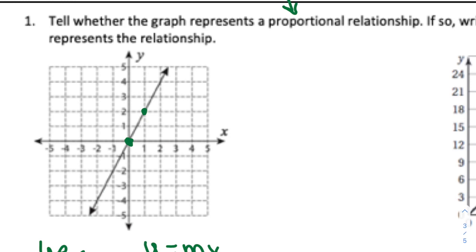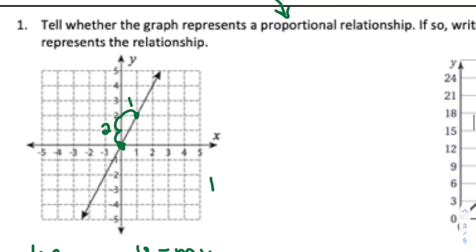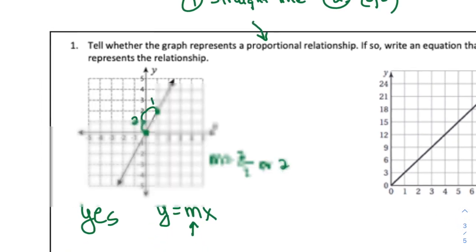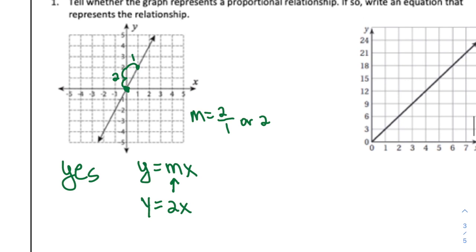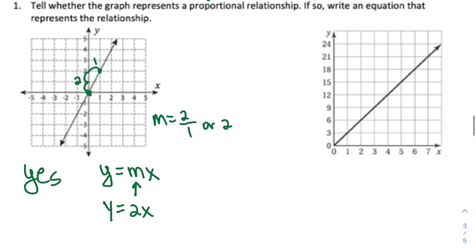I'm going to count my slope. So I go up 2, and I go over 1. So my slope, my m, equals 2 over 1, or just 2. Whenever we have a whole number, we could just write it as the whole number as well, or with the 1 on the bottom. So that means my equation is going to be y equals 2x. That is the equation that will represent the proportional relationship of this line.